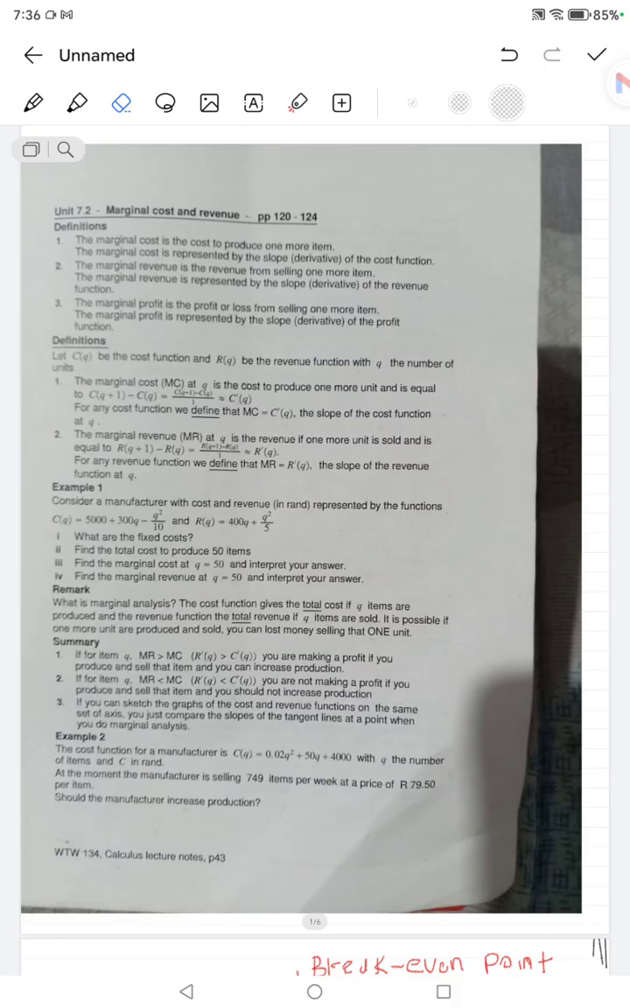Right, okay, let's continue. We had the fixed cost, so now they're saying find the total cost to produce 50 items. This is still easy. It's just like you have to find your C of 50.